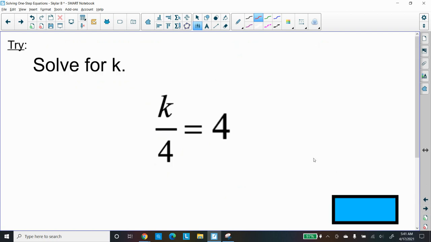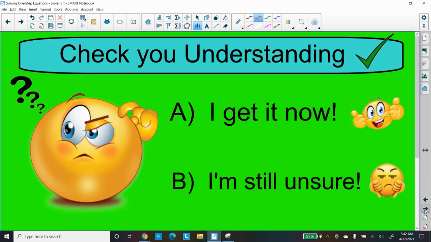So I hope you're getting it right and you're understanding what's going on. Here's an example for you. K divided by 4 equals 4. Oh, Dr. Rob, that's too easy. I know the answer already. It's 1, right? No, it's not 1. Remember, you have to do the opposite of dividing by 4, which is multiplying by 4. Okay, that'll give you a nice hint. So check your understanding. I hope you get it now.